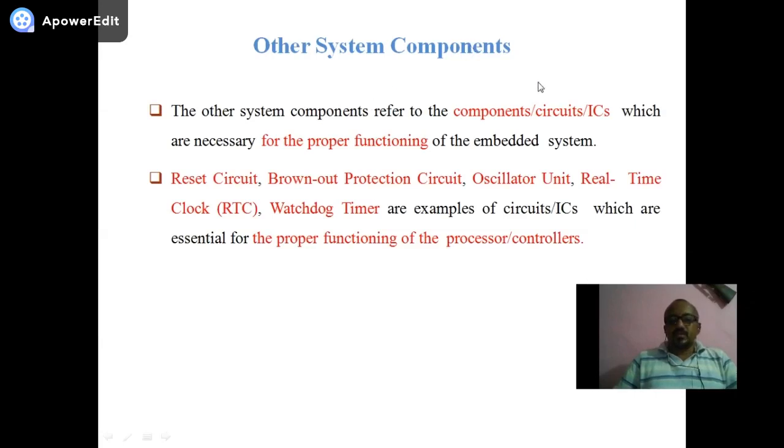In other system components, we're studying the reset circuit, brownout circuits, and oscillators, which are essential for functioning of the processor or controller used in embedded systems. Along with the processor and the controller, the embedded systems are developed.